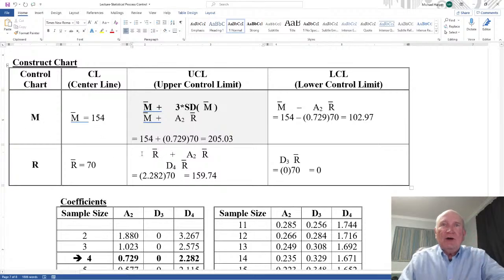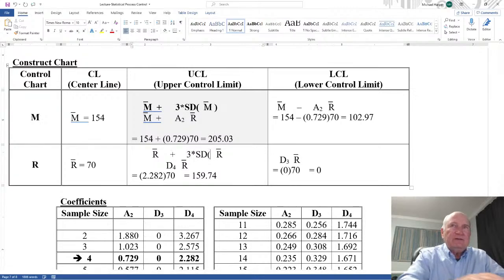Again, it's R bar plus 3 times the standard deviation of R bar.